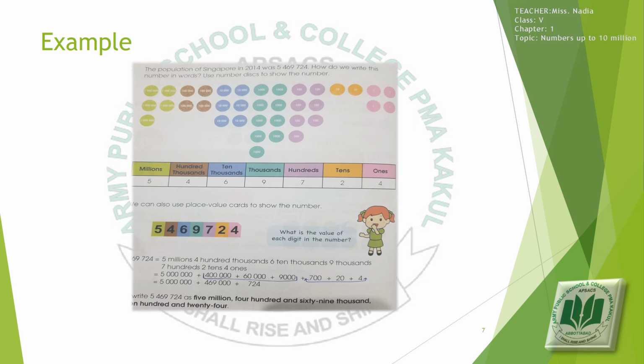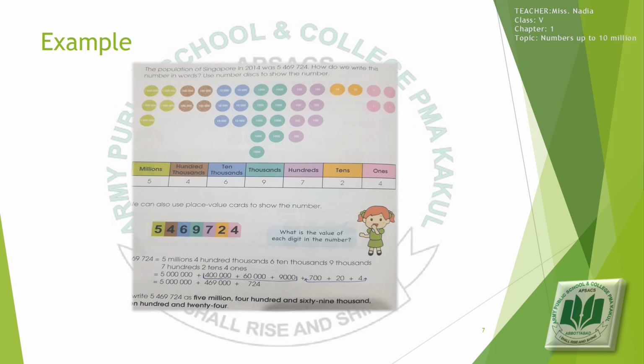Look at the digit 5. 5 is in million place. So there are 5 millions, 400,000, 6 10,000s, 9,000, 700, 2 tens and 4 ones.